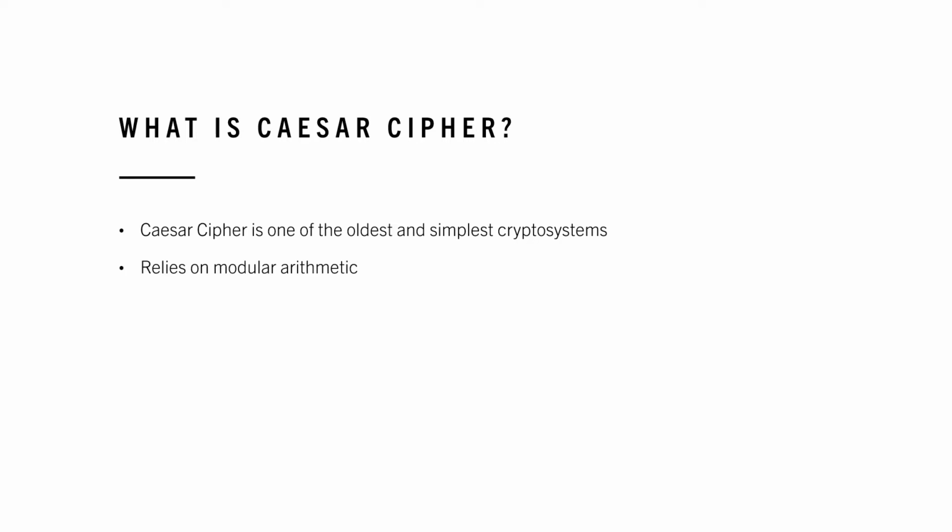Caesar Cipher relies on modular arithmetic. So going forward, I assume you know about modular arithmetic. However, as I go through the example and explain it, I hope it becomes more clear. If you would like to know more about modular arithmetic, please let me know in the comment section and I will create more content about it.